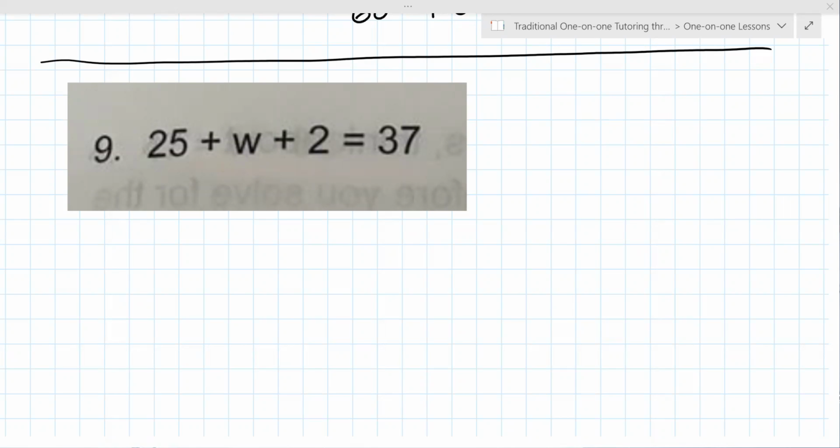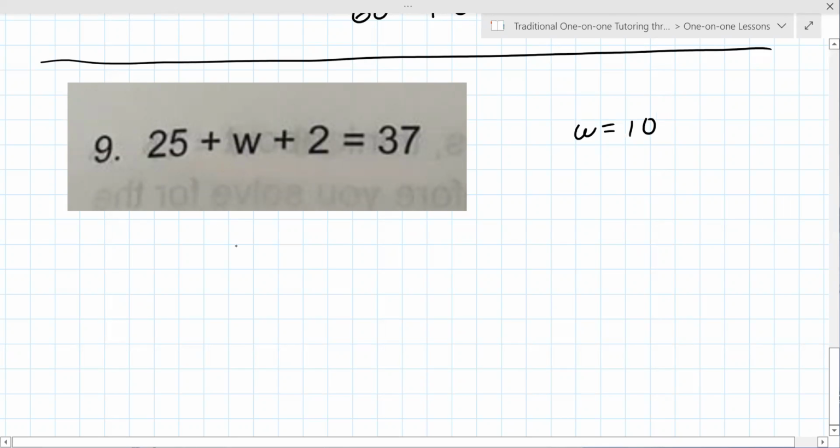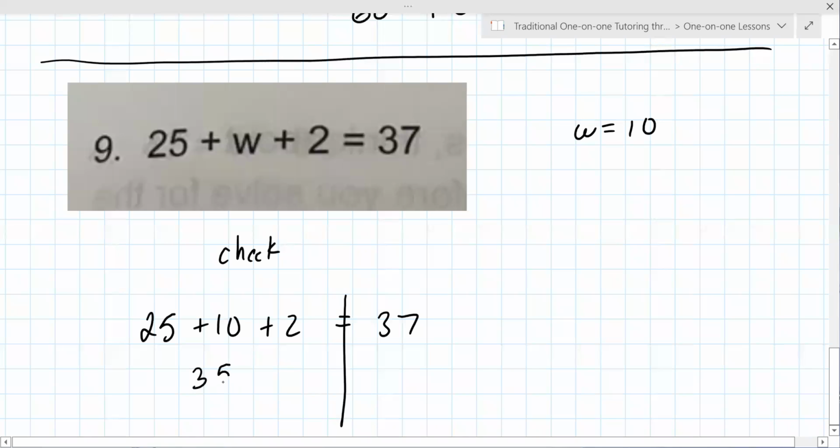W equals 10. Yeah, that is correct. Now I'm going to show you the check. 25 plus 10 plus 2, does that equal 37? Yes. You could show it in steps, but it does end up equaling 37. Very good.